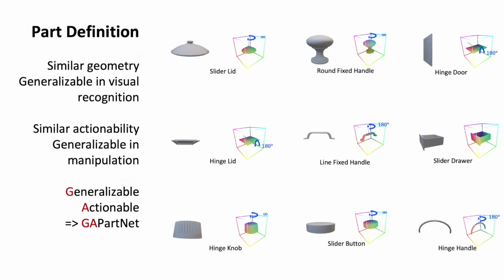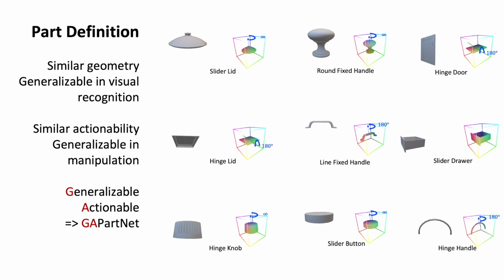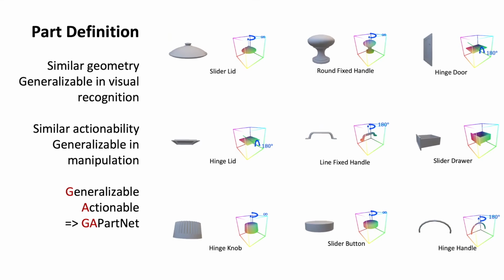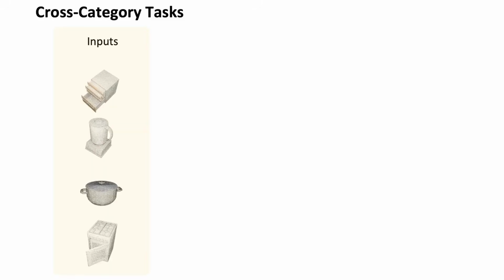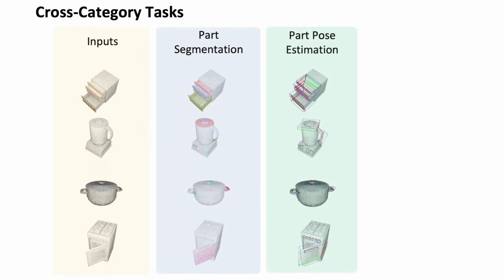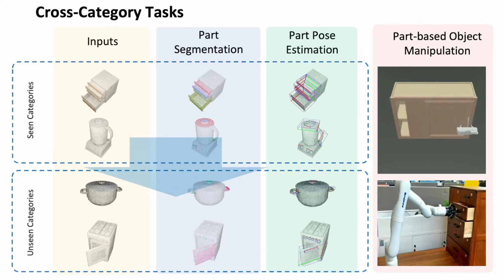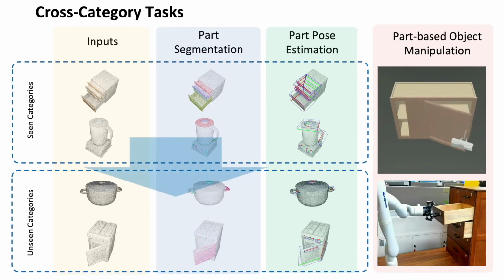In GAR-PartNet, parts from the same part class share similar geometry, which allows generalizable visual recognition. They also have aligned actionability and can be manipulated in a similar way, which ensures minimal human effort when designing interaction guidance to achieve generalizable and robust manipulation policies. We then investigate 3 cross-category tasks: part segmentation, part pose estimation, and part-based object manipulation. Our method is trained on seen object categories, and needs to generalize to unseen objects categories.